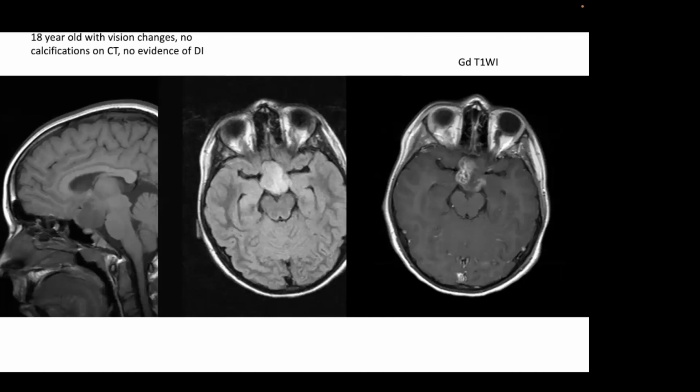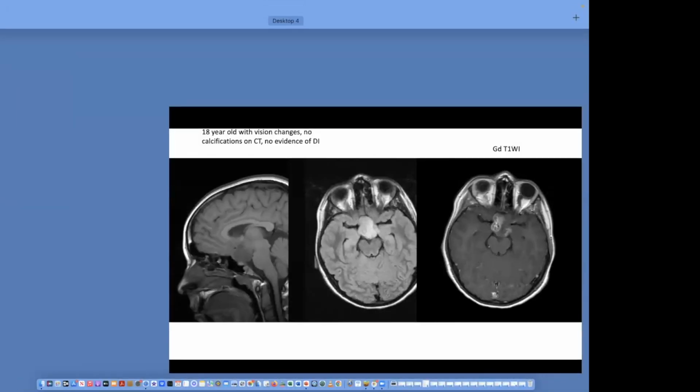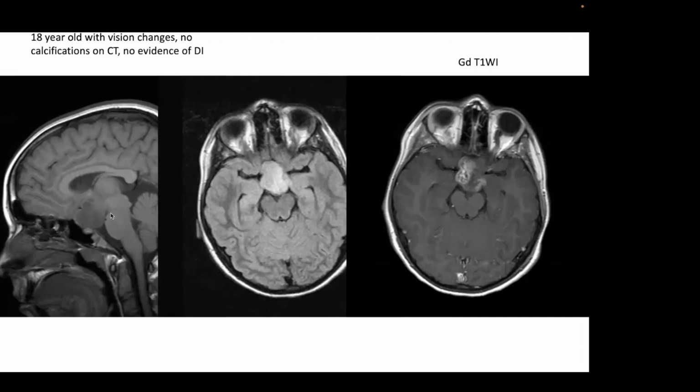Here's an 18-year-old with vision changes, no calcifications on CT, and no history of or laboratory evidence of diabetes insipidus. Armin, you want to look at this one? So we're back in the suprasellar space here. So this is T1 weighted. This is FLAIR. This is post-contrast T1. And I don't have the matching T1 axial, but you notice that there was no high signal intensity on the pre-contrast T1.